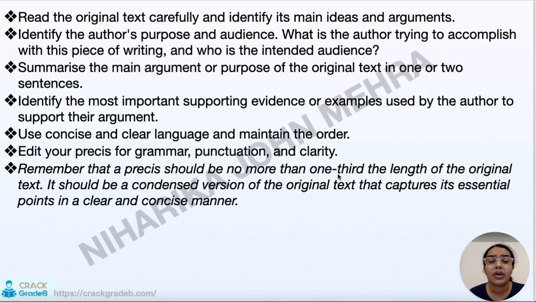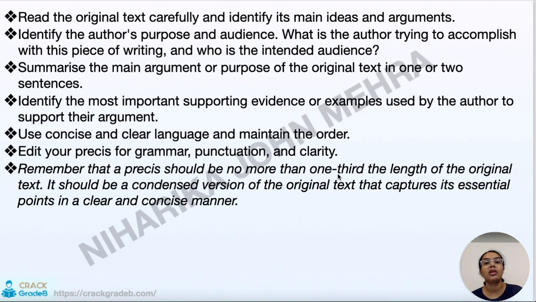Another important thing is you need to give a title to your precis. Most of the time, it will be given in the instructions to give a title and write a precis. But just in case it is not, you need to give a title to the precis.